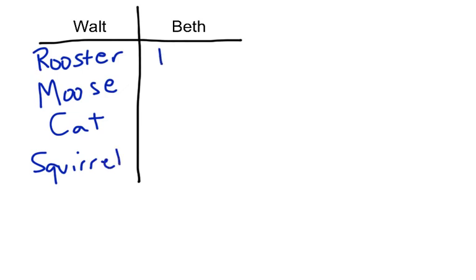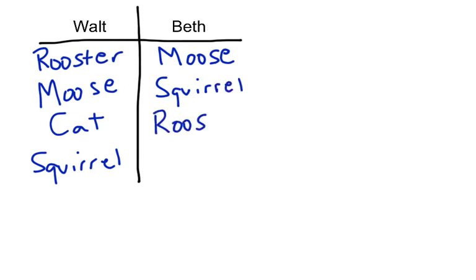And then Beth puts the moose first, the squirrel second, the rooster third, and the cat fourth. So this is how these two people ranked those particular animals. Now let's take a look at what happens if we're choosing and Beth gets to go first.